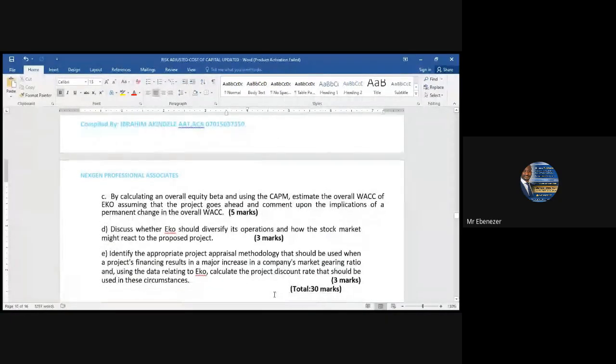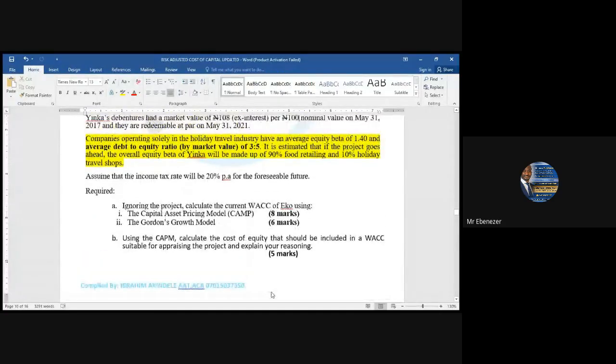E, identify the appropriate project appraisal methodology that should be used when a project finance results in a major increase in a company's market gearing ratio, and using the data relating to ECO, calculate the project discount rate that should be used in these circumstances. Okay, 3 marks. Okay, we've done the first one. Okay, B.